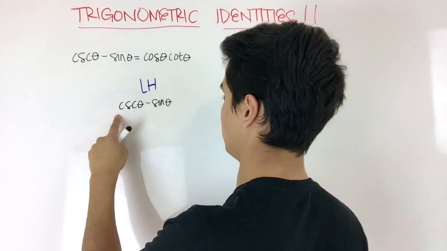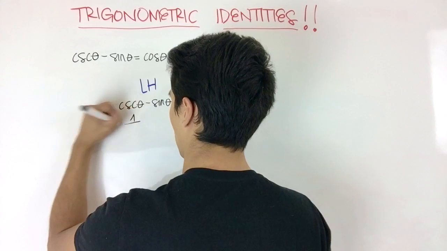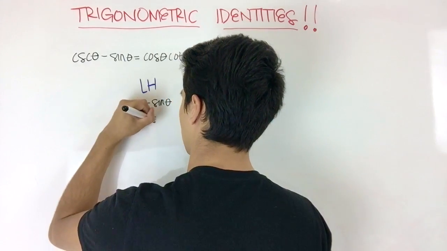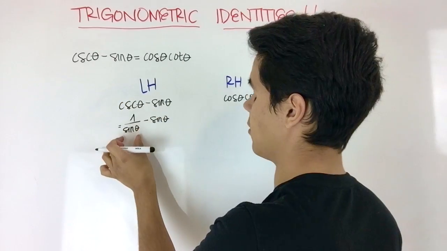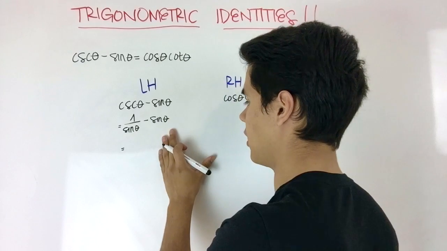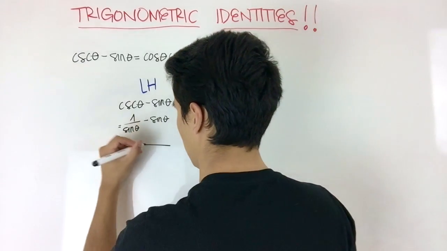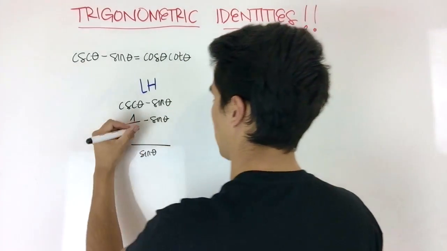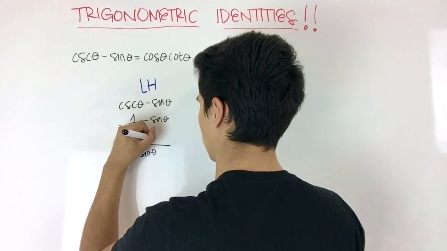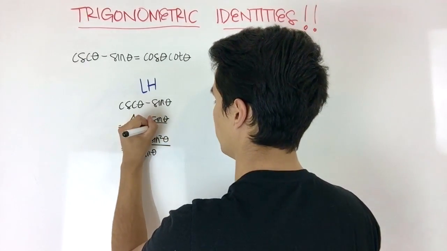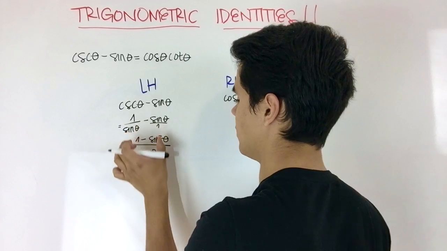So cosecant of theta is equal to 1 over sine of theta, minus sine of theta. Now this is a fraction. If we want to add them together, we have to find the common denominator. So it would be sine of theta. And in the top we would have 1 minus sine squared of theta. This is imagining we have this over 1. So the common denominator would be sine of theta.